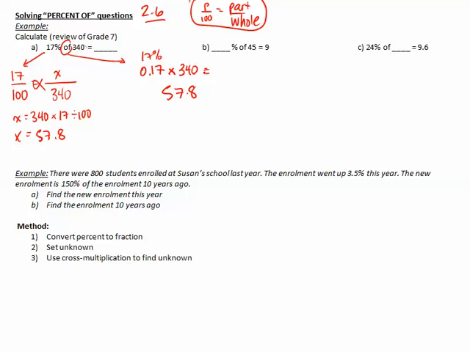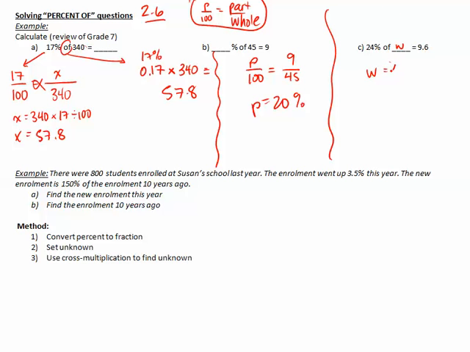So the same answer. If we look at the next one, we see what percent of 45 is 9. That means what percent, that's P over 100. We don't know that percentage. And then we have to figure out which one is the part, which one's the whole. Well, of 45 means that 45 was the whole amount and 9 is the part. If we solve this using cross multiplication, we find P is equal to 20%. And if you want to stop the video so that you can work on letter C, you'll find out that the whole, which is this W, is equal to 40.